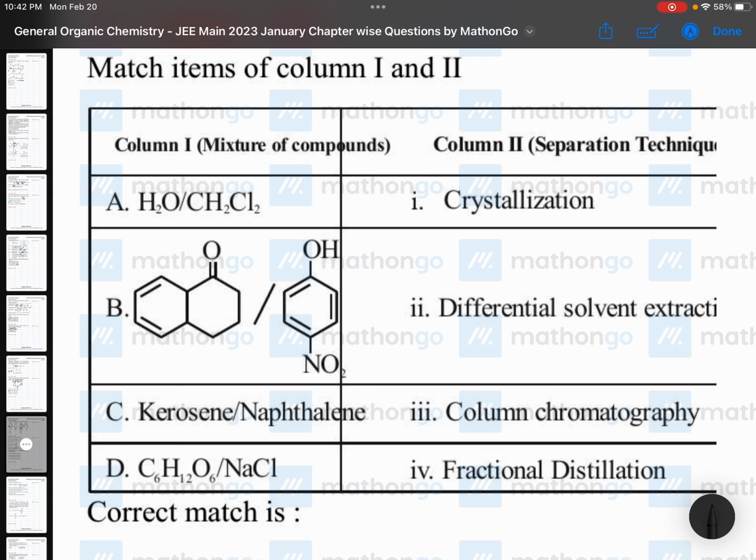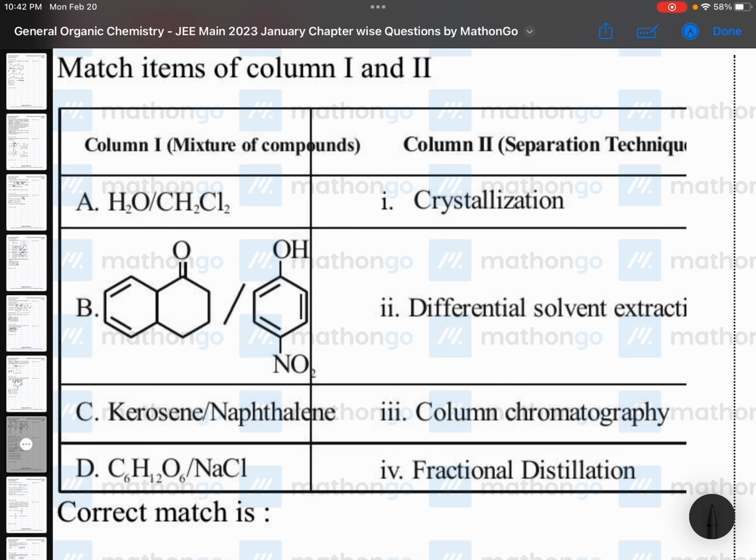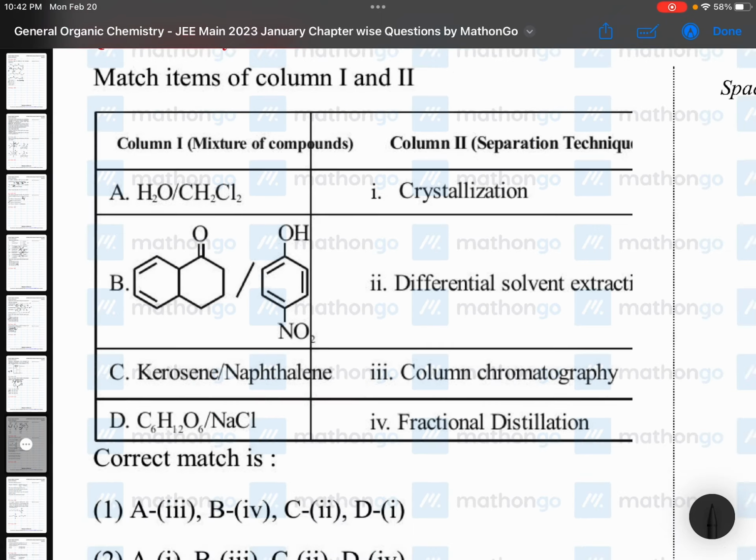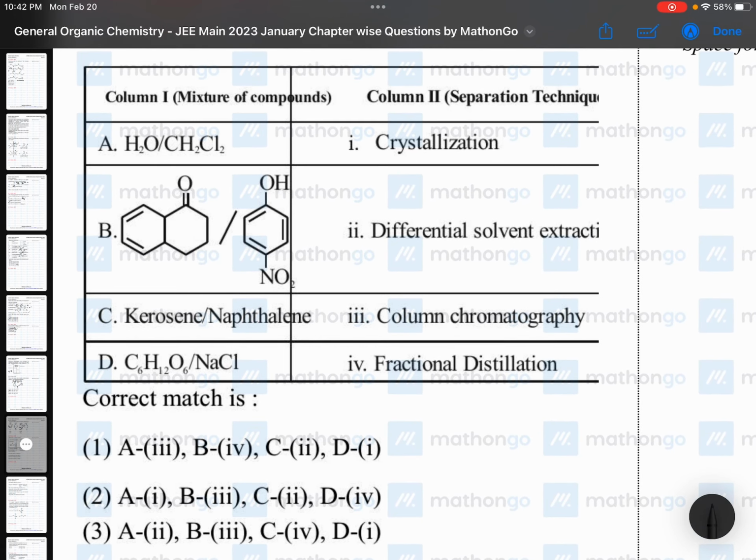Crystallization, differential solvent extraction, column chromatography, and C6H12O6 by NaCl, fractional distillation, for which unit to which. To be frank, I don't remember all this, but I will try to give you. Option 3 is the right answer. A is 2, B is 3, C is 4. Memory-based, you need to remember.